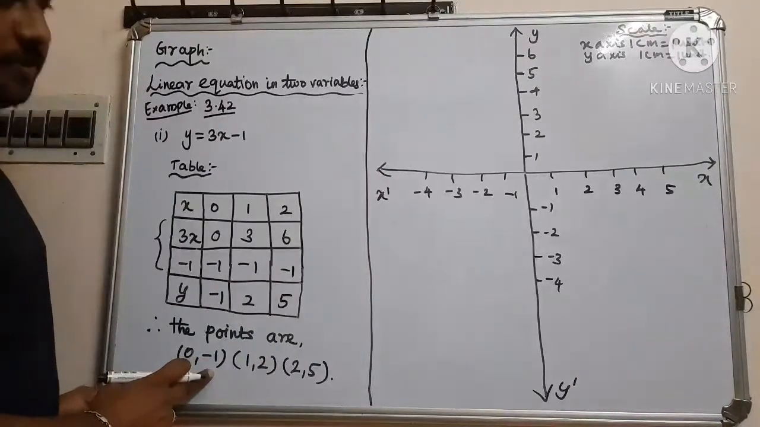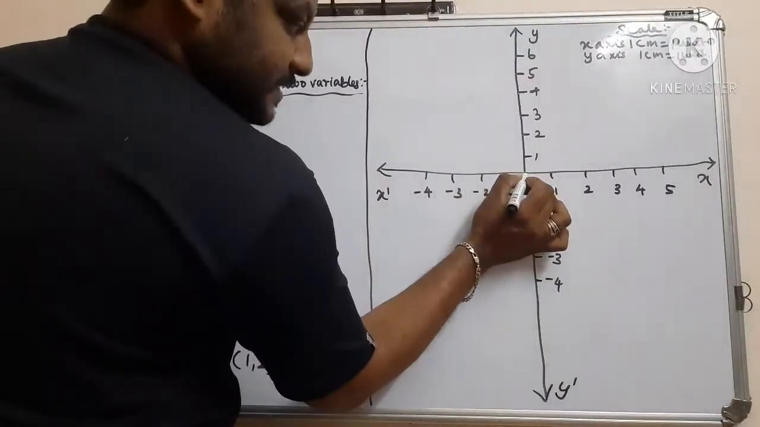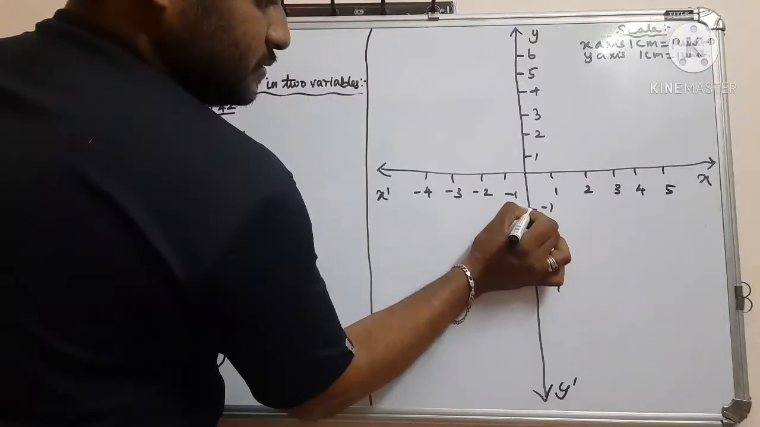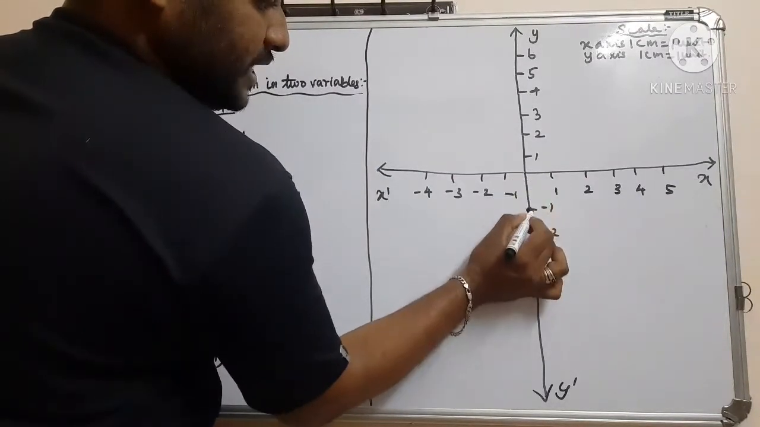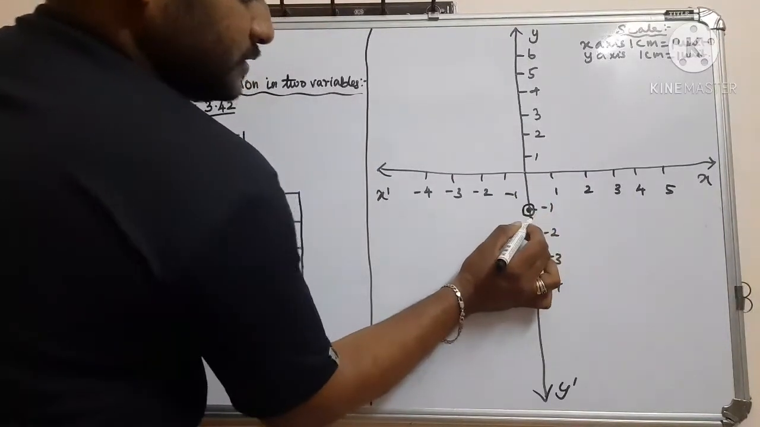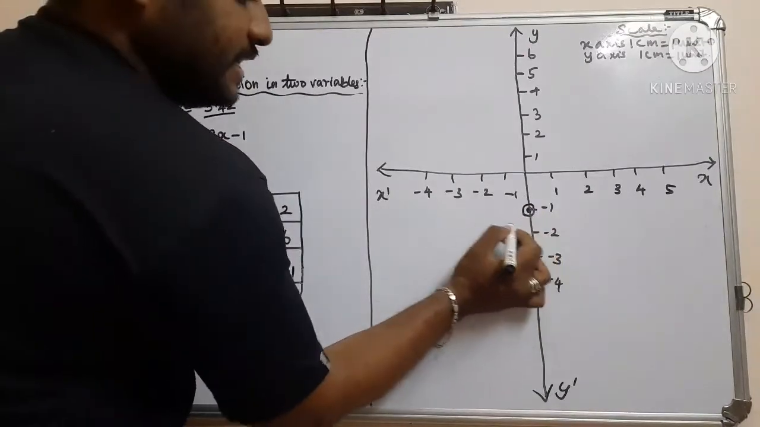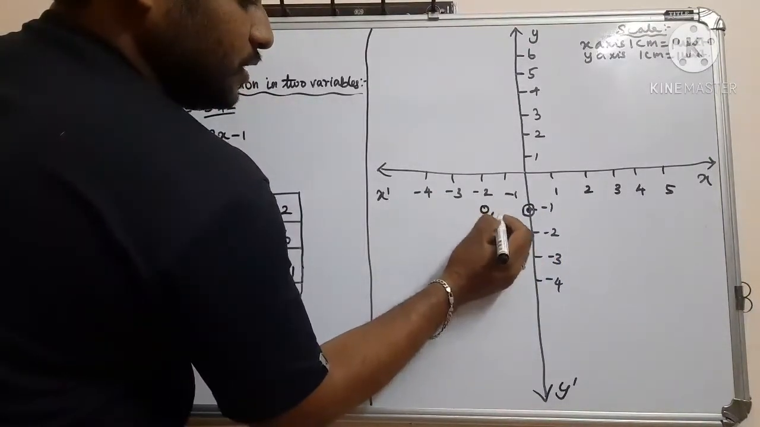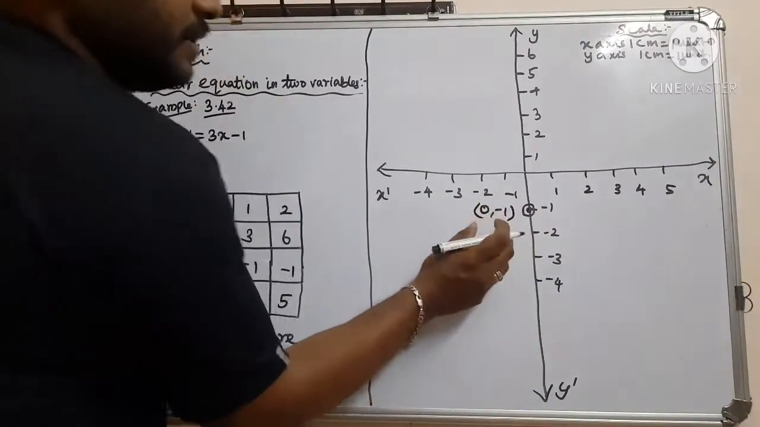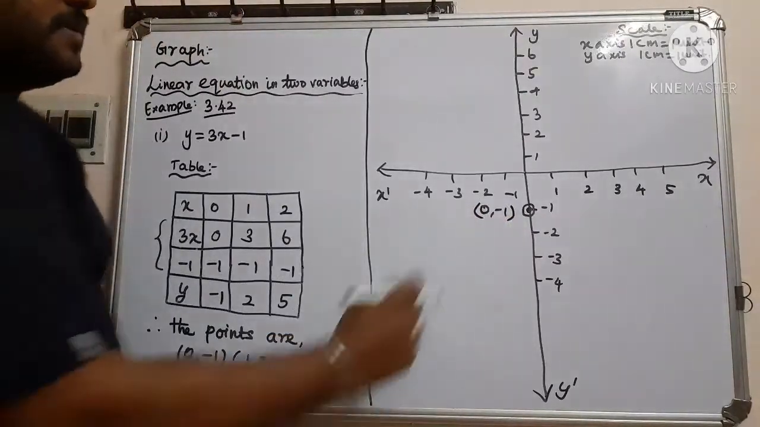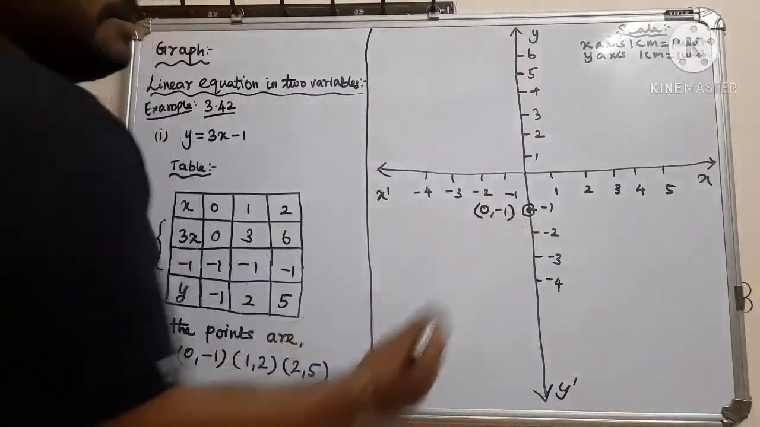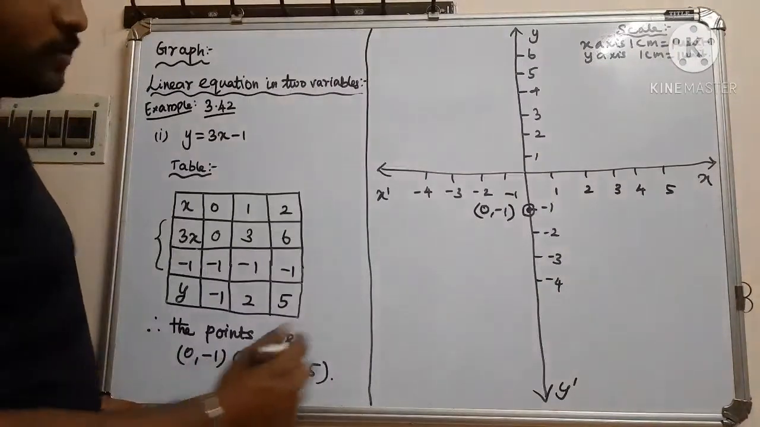First point is 0, -1. X-axis 0, y-axis -1. So 0 near -1. So this point you have to mention it, and then you have to write 0, -1. That point must be written as 0, -1.